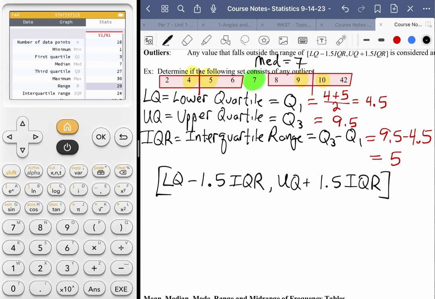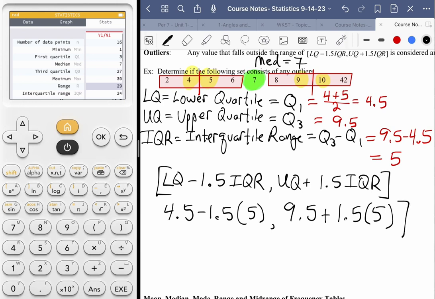So the LQ is 4.5. The 1.5 is built into it. Oops. We're multiplying that by 5 because that's the IQR. Then we're taking the 9.5 plus 1.5 IQR. So that IQR again is 5. So really, the only things that we're adjusting when we plug into this formula is the lower quartile, I should say, the upper quartile, so the difference between those two, and one gets a minus, one gets a plus.